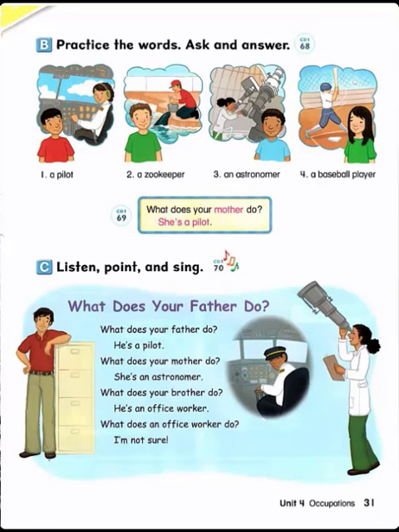Page 31. B. Ask and answer. What does your mother do? She's a pilot. Number 1. What does your mother do? She's a pilot. Number 2. What does your father do? He's a zookeeper. Number 3. What does your mother do? She's an astronomer. Number 4. What does your father do? He's a baseball player.